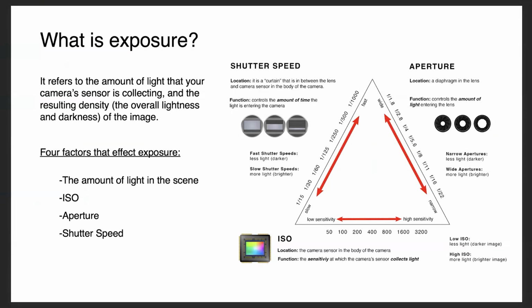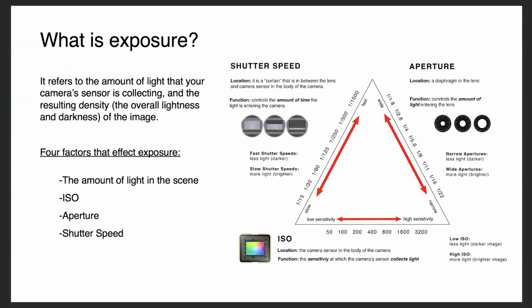There are 4 factors that affect exposure. So one, just the amount of light in the scene. As I've been talking about our activities the past few weeks, photography's medium is light. So obviously it's necessary for it to be a factor. We have ISO, which we've been exploring, aperture, and shutter speed.